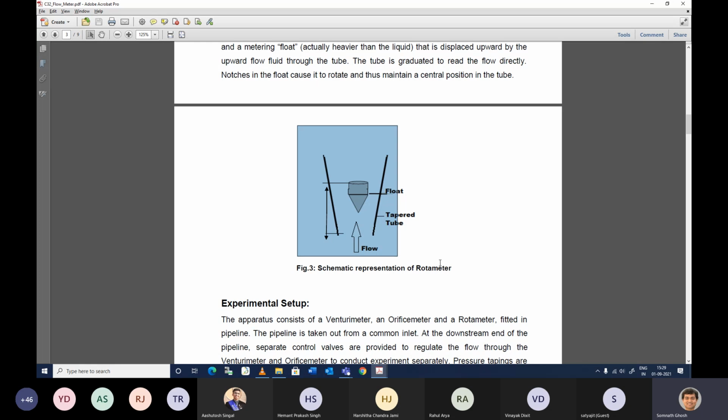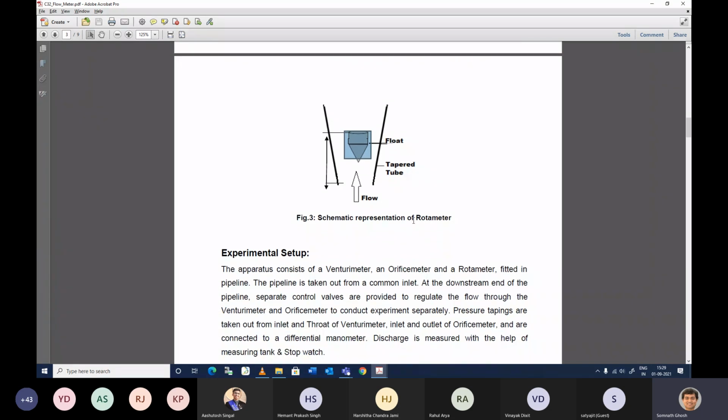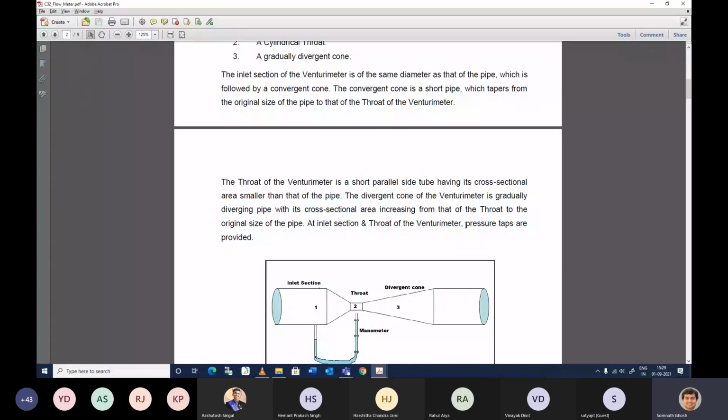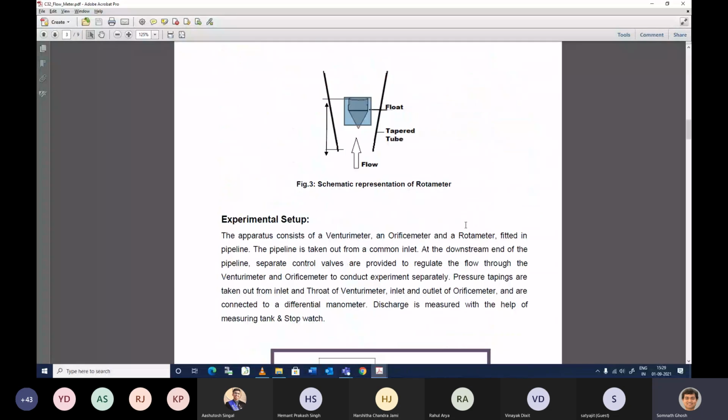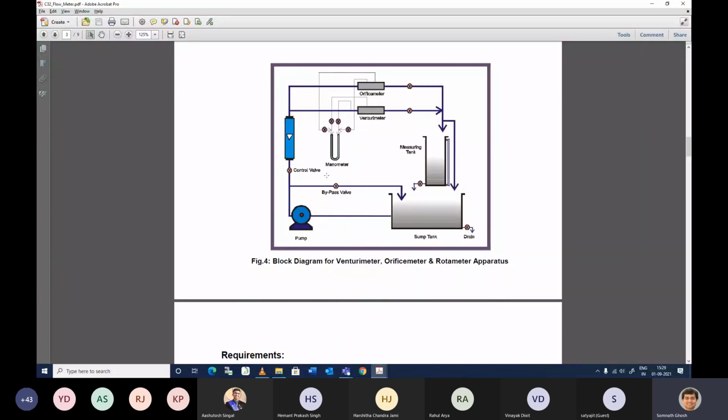Okay, so you can have floats of different designs. For small flow rates, usually people use a spherical ball. Otherwise, for different fluids and different flow rates, you get this kind of design. Also, many other designs you can get in the market. Here also, I don't know if the overall setup is given or not. So yes, the overall setup is also here.